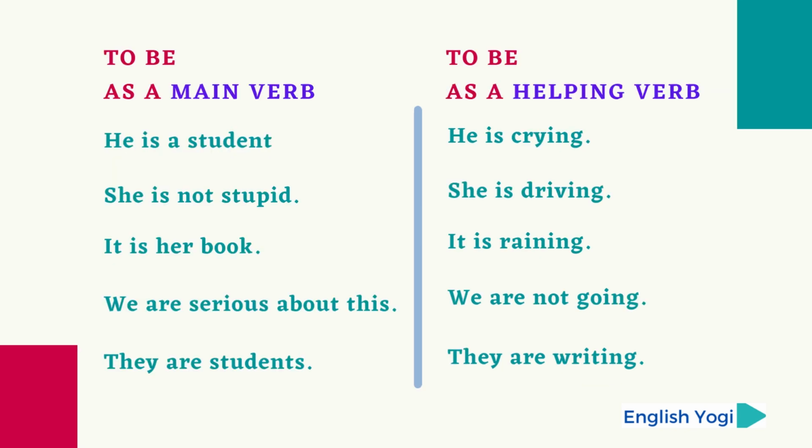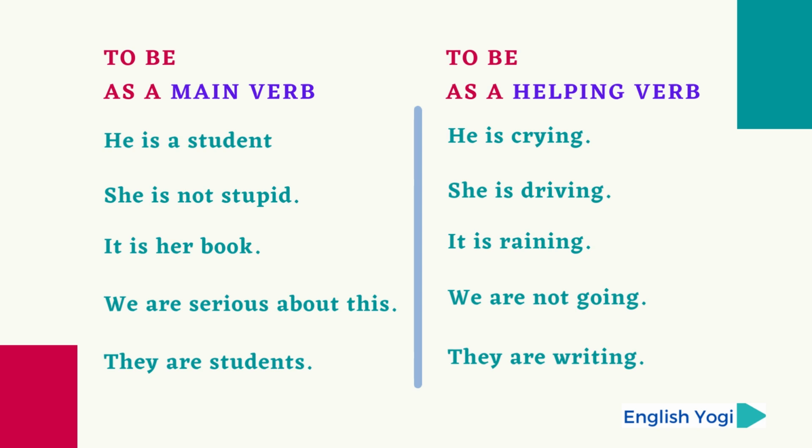The next rule about using the to be form is that when we use the to be form as a main verb, it has an independent meaning. For example, in the first part we can see he is a student. So in that sentence is is the main verb. In the second sentence she is not stupid, so is in the sentence is a main verb. Similarly in the third and fourth, is is the main verb in the first and are is in the next one. They are students, so are is here also the main verb.